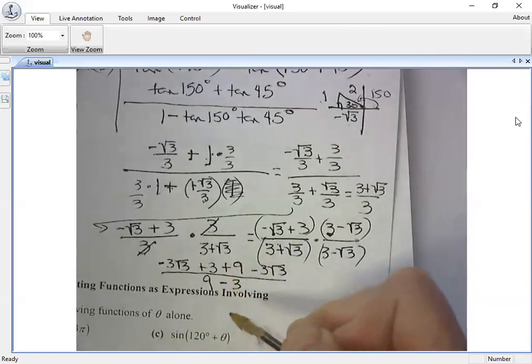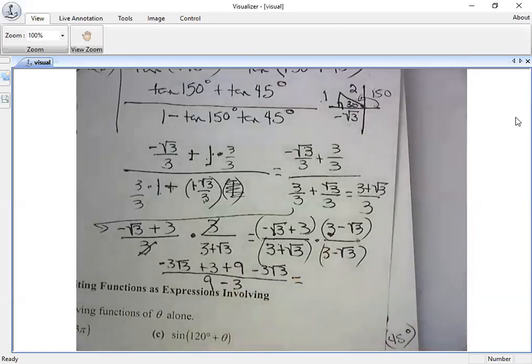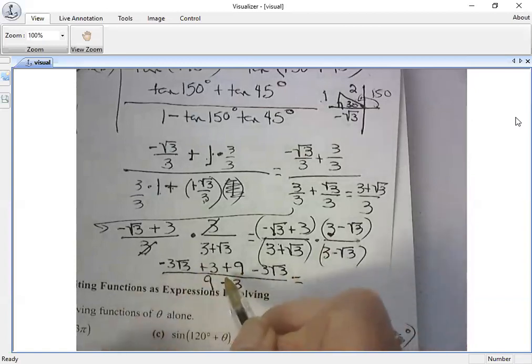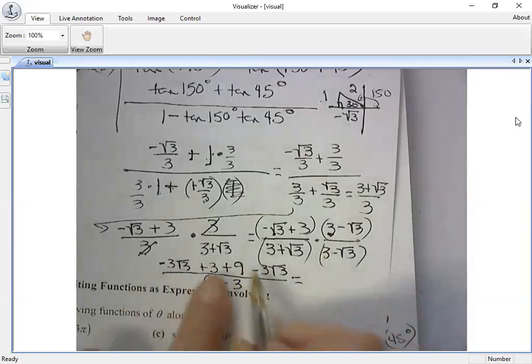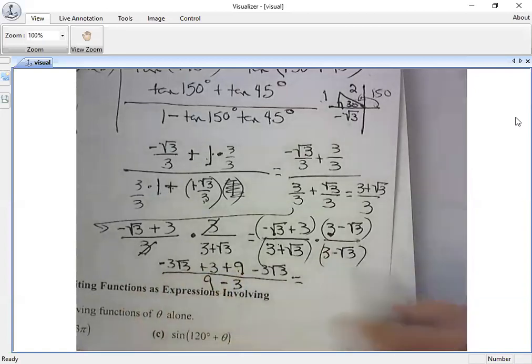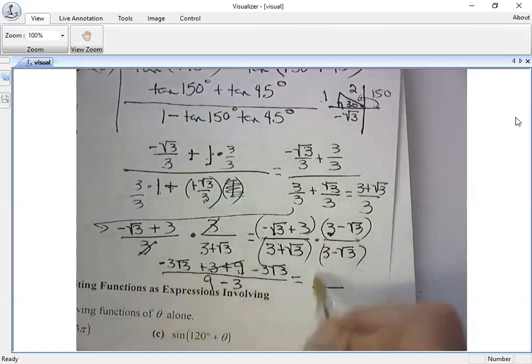How are we doing? Okay, let's put together like terms now. In the numerator, what is 9 plus 3? Wait, what? Let's add, yeah, the denominator is 6. You're right. You were just working on the denominator. But the numerator, if I add 9 plus 3, I get 12.